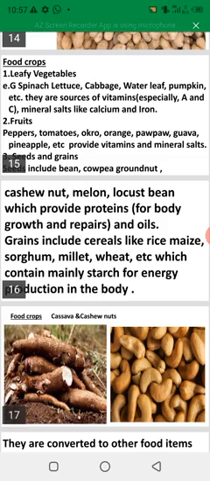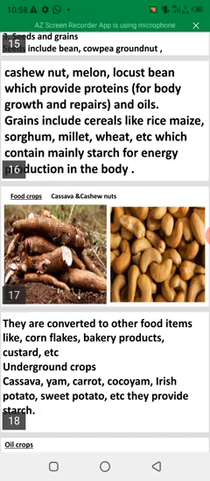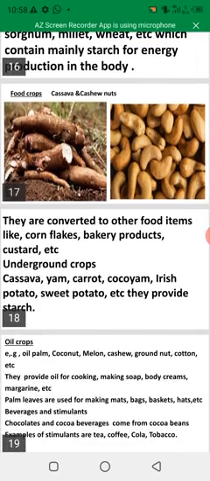We also have what? Grains. We have groundnuts. We have cowpea. We have cashew nuts, melons. We have locust bean, which provides protein for our body. We have grains like cereals, e.g. rice, maize, sorghum, millet, wheat, which contain mainly starch for energy. Can you see? For starch, we have cassava also.